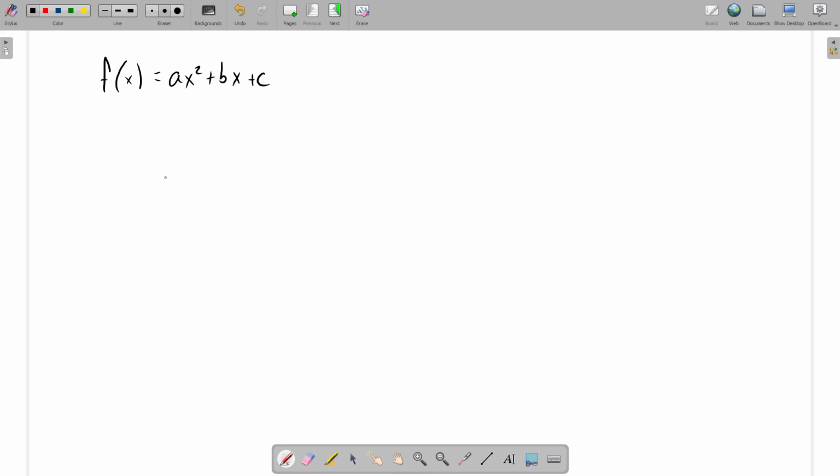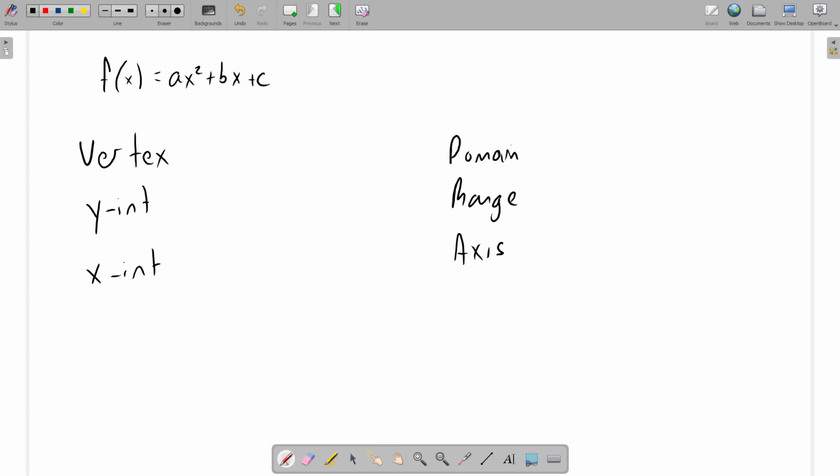Alright, now in order to graph a quadratic, specifically in standard form, we're going to need to come up with a few different things. The first thing we're going to have to come up with is a vertex. We're also going to need a y-intercept and some x-intercepts. These three things will help us, for the most part, graph whatever quadratic we have. And then after we graph it, we're also going to want to come up with the domain, the range, and the axis of symmetry.